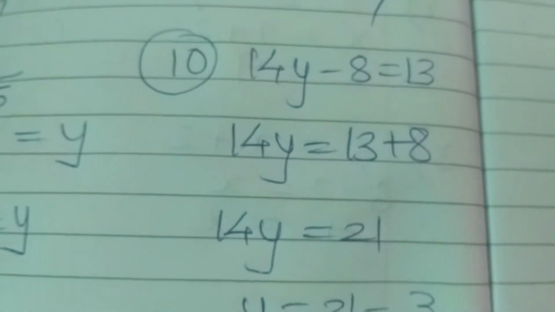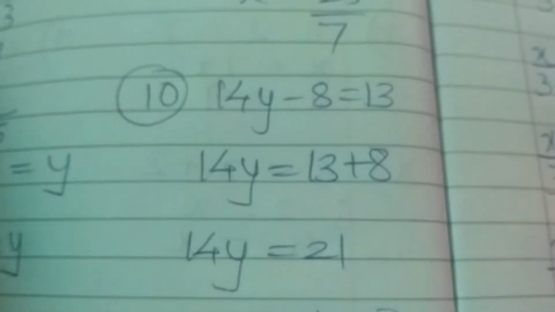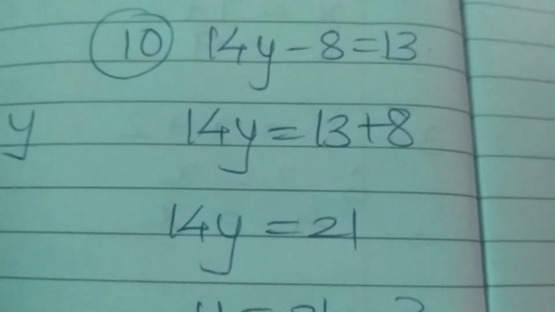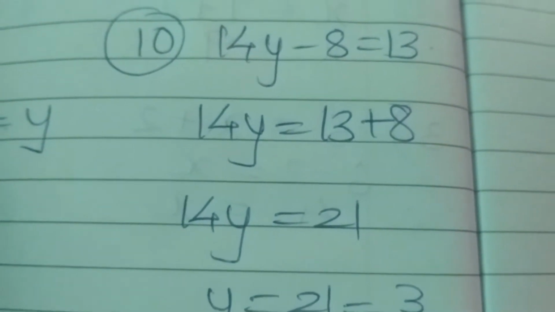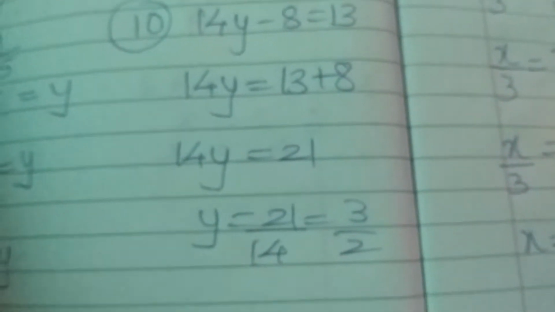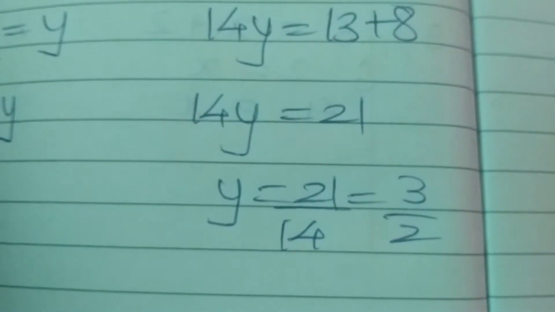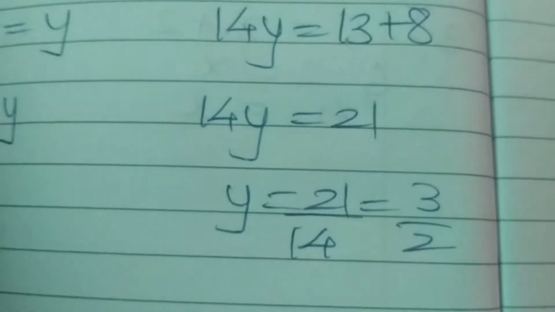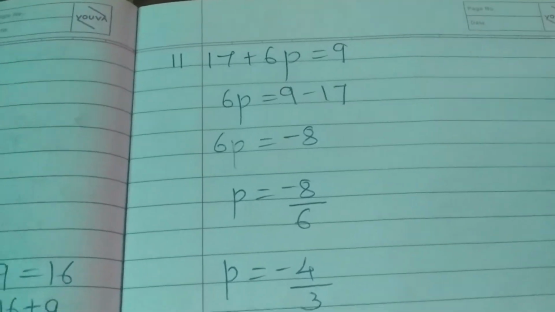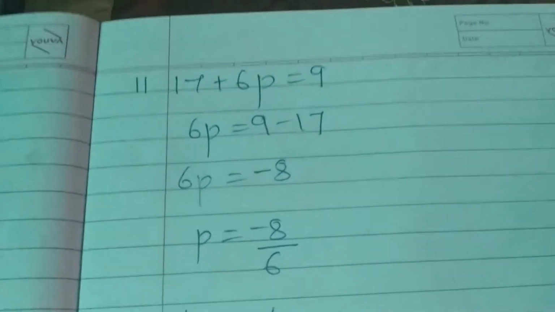14y minus 8 is equal to 13. 14y is equal to 13 plus 8. 14y is equal to 21. So y is equal to 21 upon 14. 7 3s are 21. 7 2s are 14. All the sums you have to repeat 2 times. 11th one.